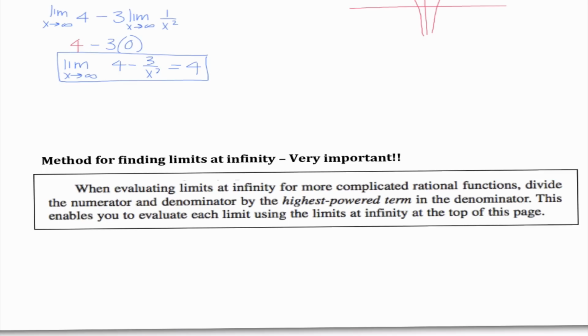Okay, so the method that we're going to use for finding limits at infinity, and you know it's very important when we use two exclamation marks, is that we need to divide the numerator and denominator by the highest power term in the denominator. The reason we do this is that it enables us to use those properties we just talked about. If I have something like 1 over x or 1 over x squared, the limit as we approach infinity of that is 0.